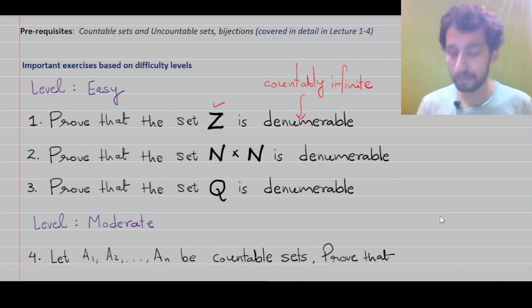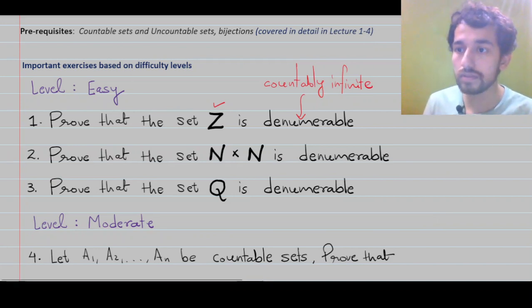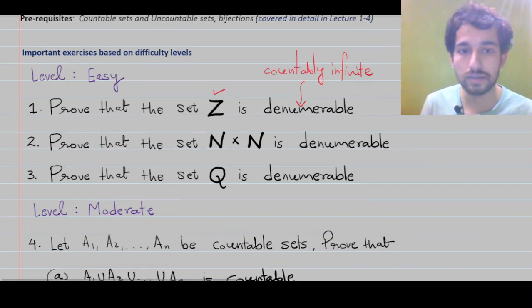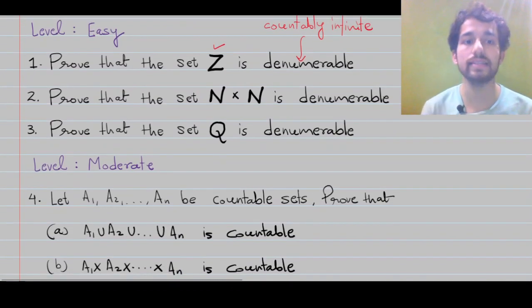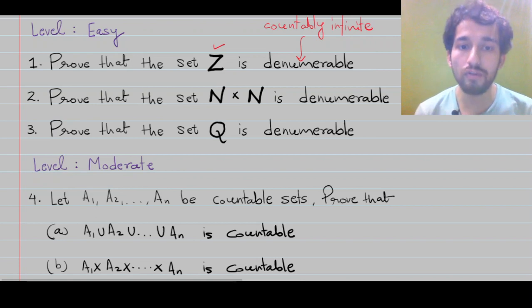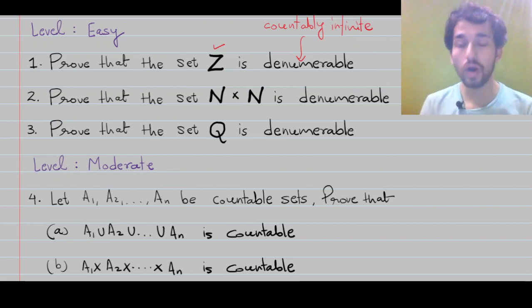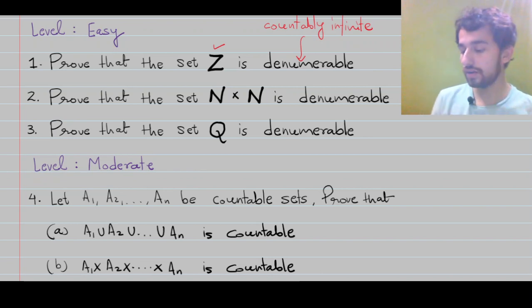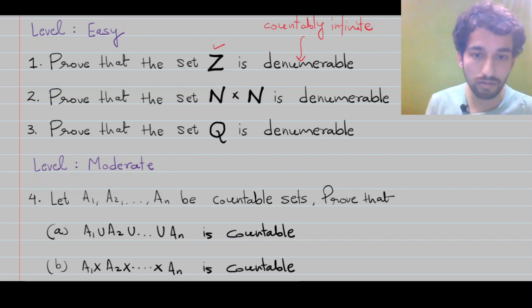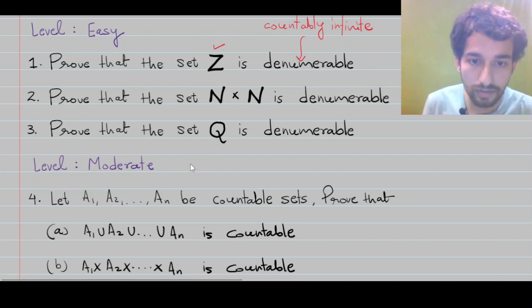Now let's move ahead to the second exercise. It says you have to prove that the set N cross N, that is the Cartesian product of the set of natural numbers with itself, the set of ordered pairs where each element is a natural number, is denumerable. I assume you know the meaning of Cartesian product. If you don't know, I will write it for you.